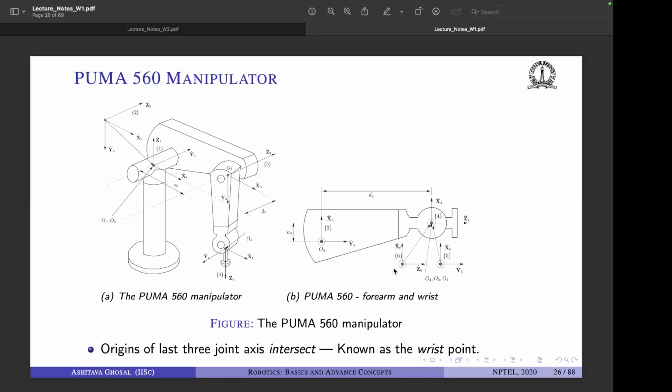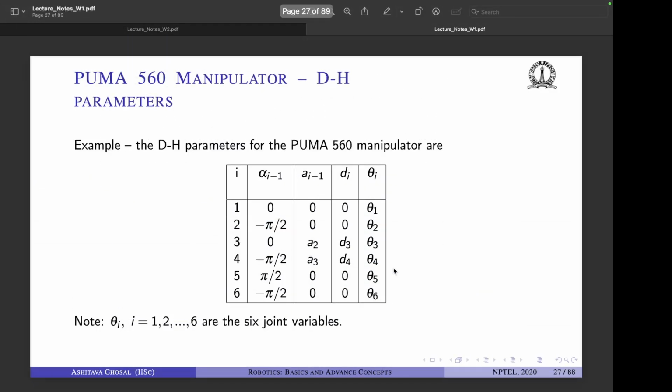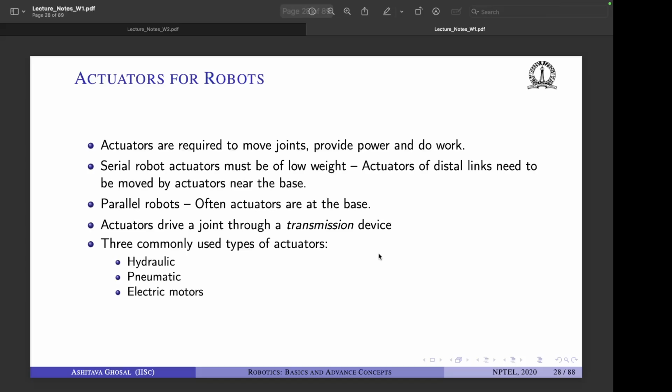And this we will discuss in detail, the DH parameters. I'm not just covering or going into it right now.